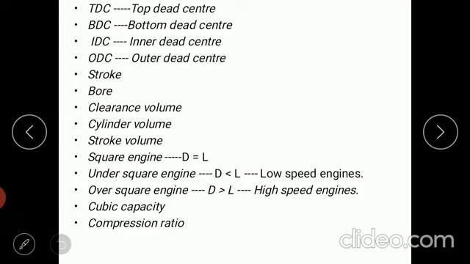Then cubic capacity, most of the time mentioned as cc. In advertisements or in vehicles, 150 cc, 180 cc, some numeric numbers will be given along with the cc. That cc is nothing but swept volume or stroke volume. So the stroke volume is mentioned in a specification. So this is the basic nomenclature in IC engines.